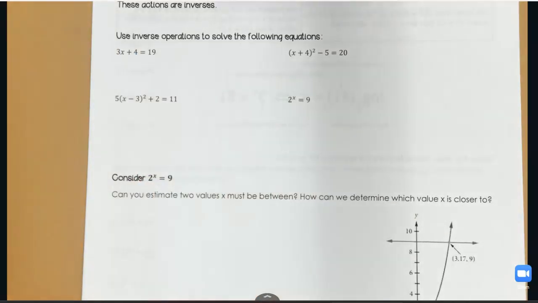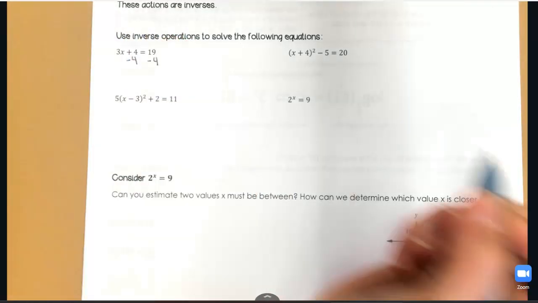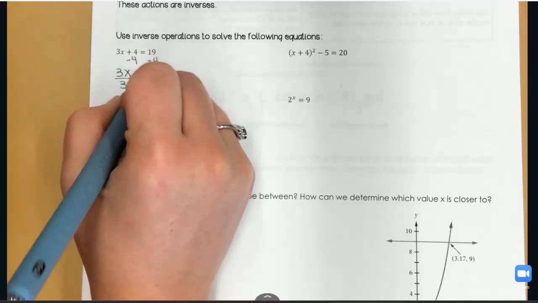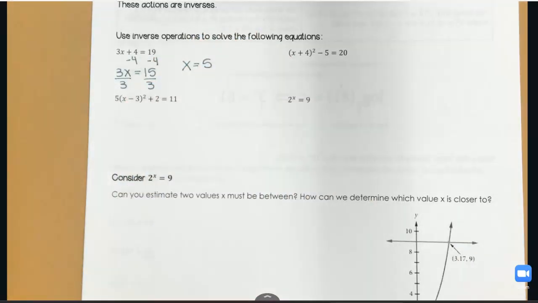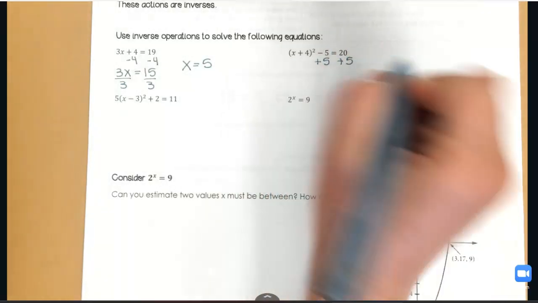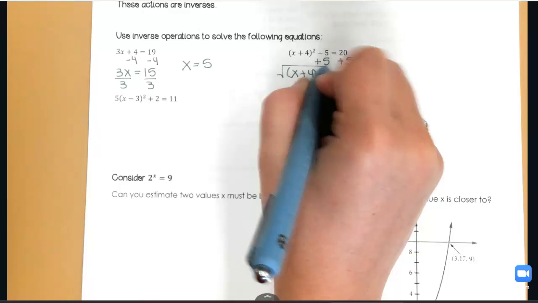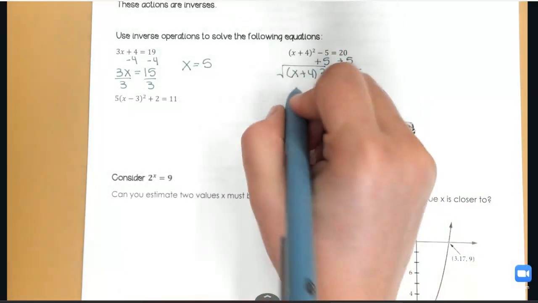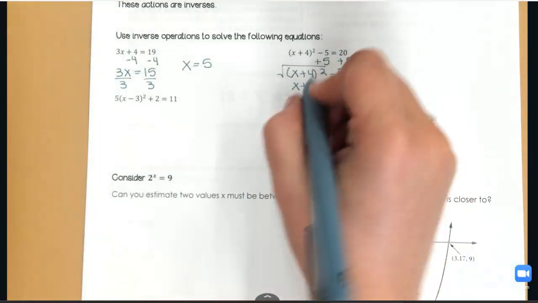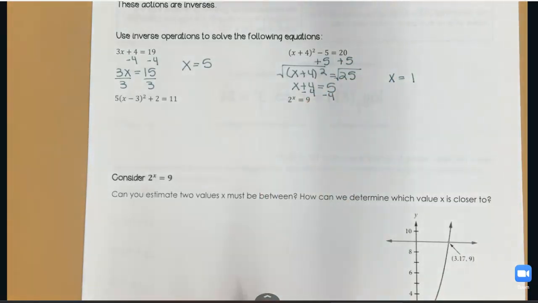If I were to solve the equation 3x plus 4 equals 19, the first thing I would do is subtract 4 because that is the inverse of adding 4. And then I would divide by 3 because that's the inverse of multiplying by 3. And I get my final answer is 5. On the next one, I would start by adding 5 because that's the inverse of subtracting 5. And then I would square root both sides because that is the inverse of squaring a term. And then the last thing I would do is subtract that 4 because that is the inverse of adding 4. And I get that x is 1.